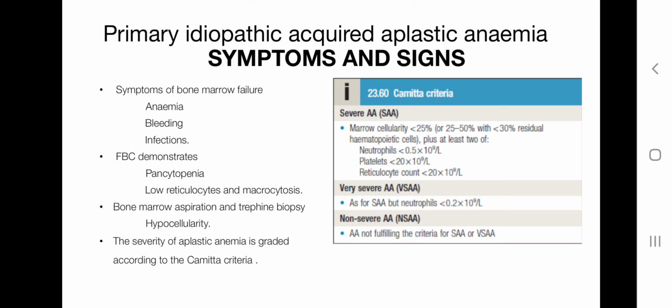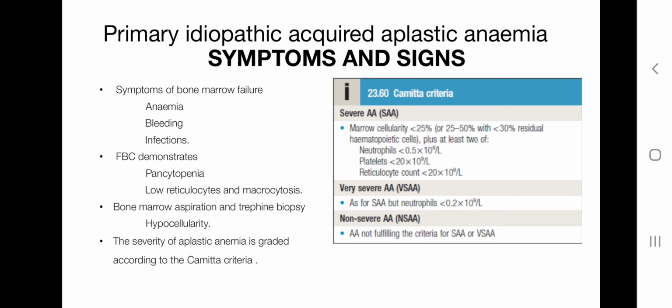For severe aplastic anemia, the criteria they use look at marrow cellularity. If the marrow cellularity is less than 25% plus at least two of the following: neutrophils less than 0.5 x 10^9 per liter, platelets less than 20 x 10^9 per liter, and retic count less than 20 x 10^9 per liter. So if at least two of these are present plus a marrow cellularity less than 25%, then you call it severe aplastic anemia.